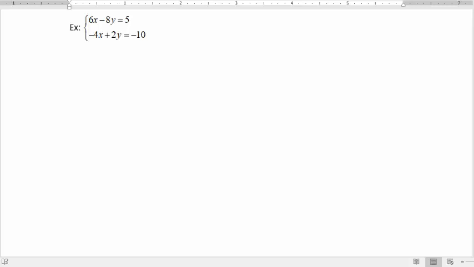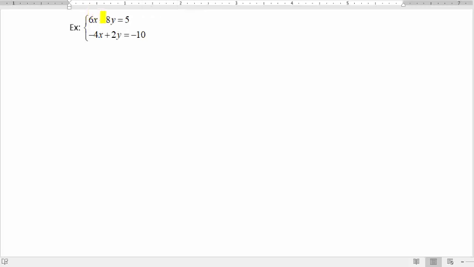Now, personally, I would choose to eliminate y here rather than x because I'd only have to multiply one of the equations. If I choose to eliminate x, I'm going to have to multiply both equations, which is fine. It's one less thing to worry about if I eliminate y.